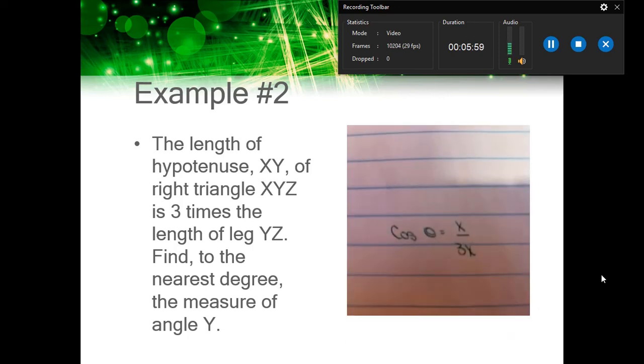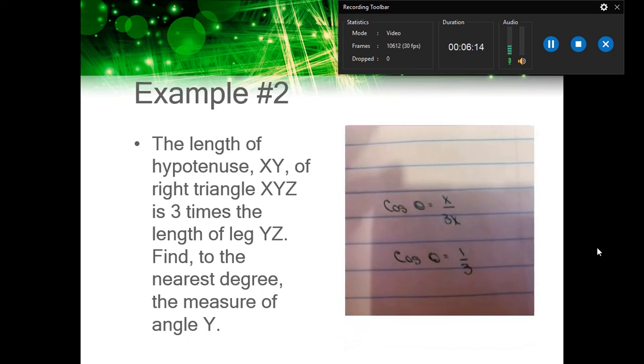So it'll be cosine of theta equals adjacent over hypotenuse. There is technically a coefficient in the numerator next to x. It's a 1. And then you'll notice that the x's will cancel each other. So it leaves me cosine of theta equal to 1/3.